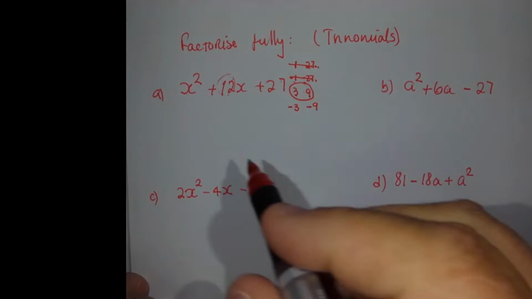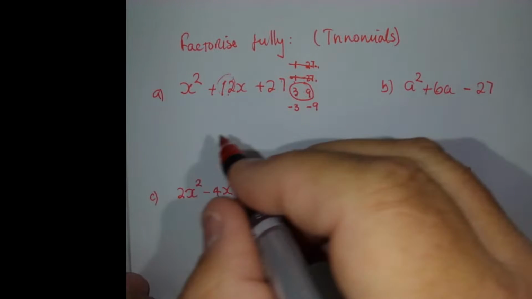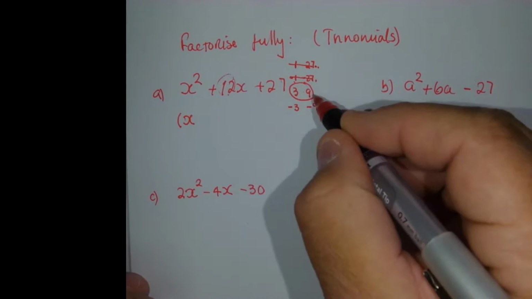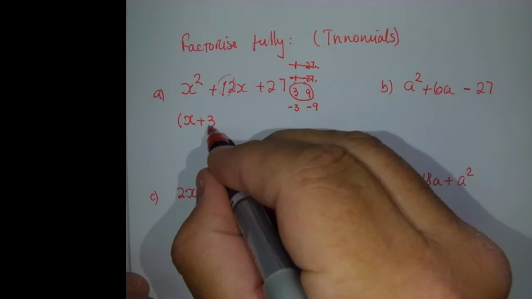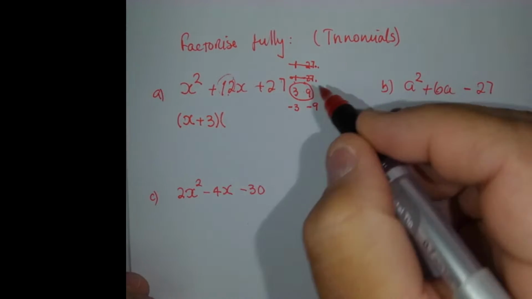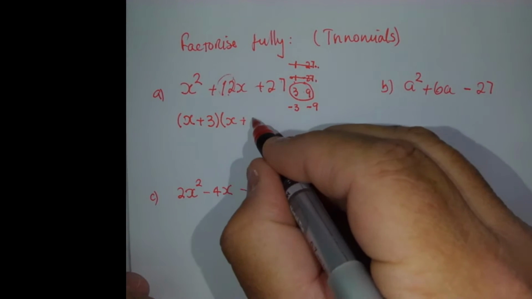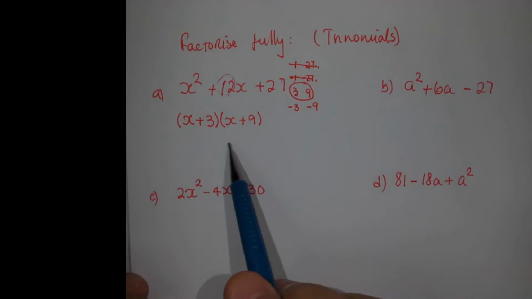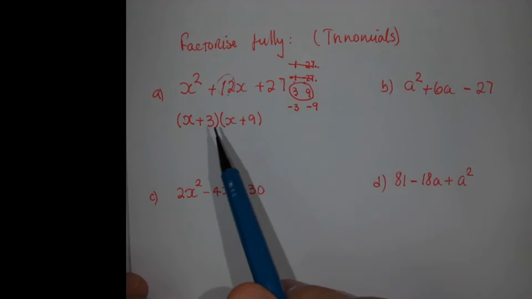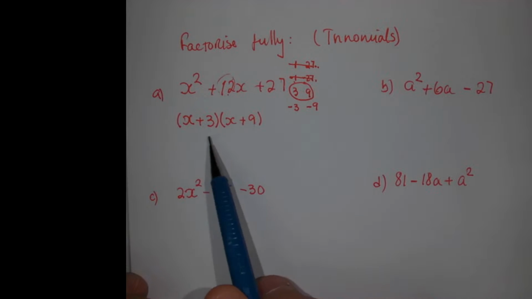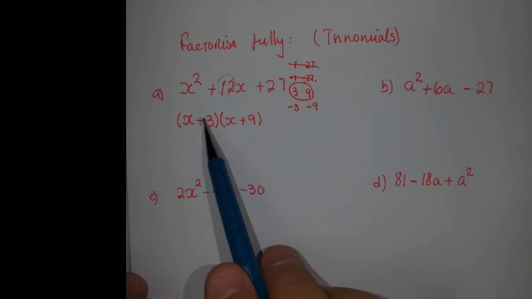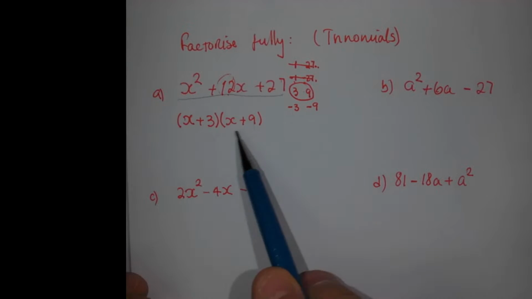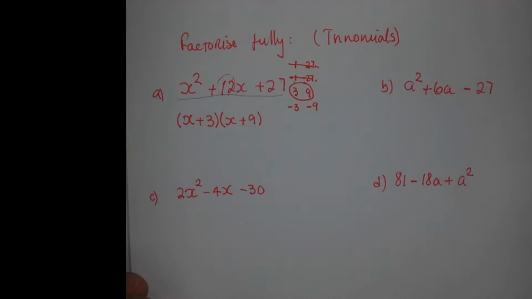So now that I've identified those, my two factors are going to be x plus 3 and x plus 9. Now, if you were to multiply those two, and I want you perhaps in your added time to look at this, if you were to multiply that out, you will then end up with that same expression. And this is the idea behind factorizing trinomials.